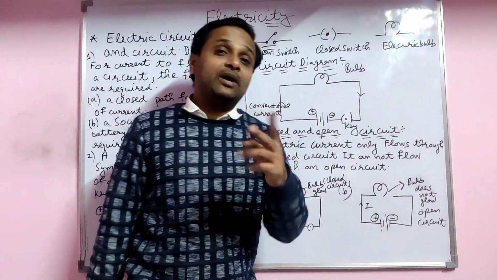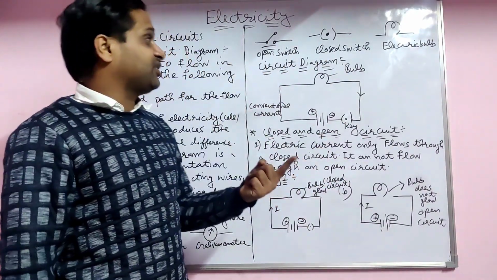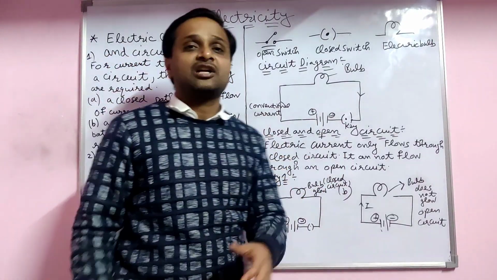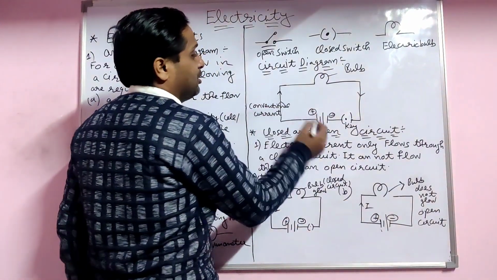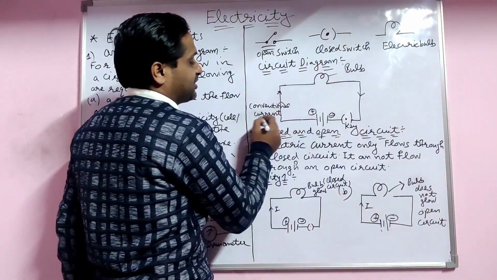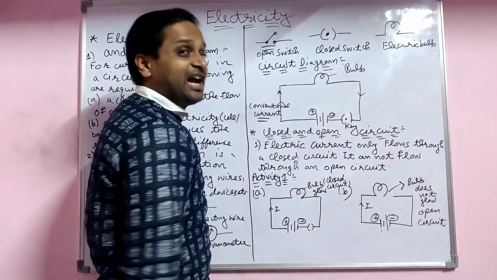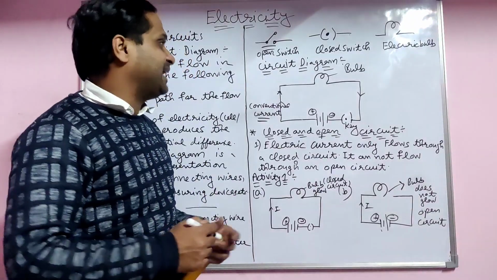So two things are required. The circuit should be closed, and the second thing, we want a source to create the potential difference. Then only does charge flow. I already explained that the charge flows from positive to negative direction, that is the conventional current, and in the reverse direction the electrons flow, that is the electric current or real current, you can say.